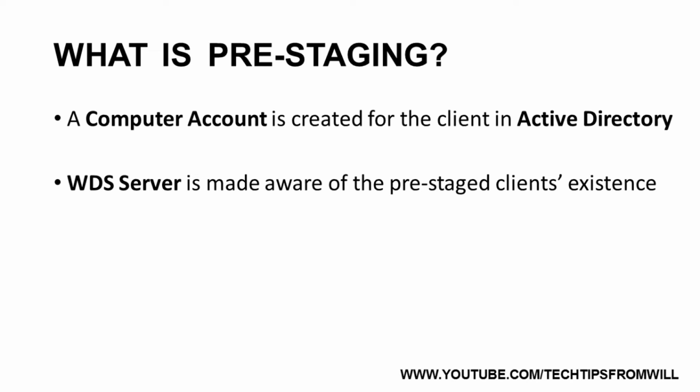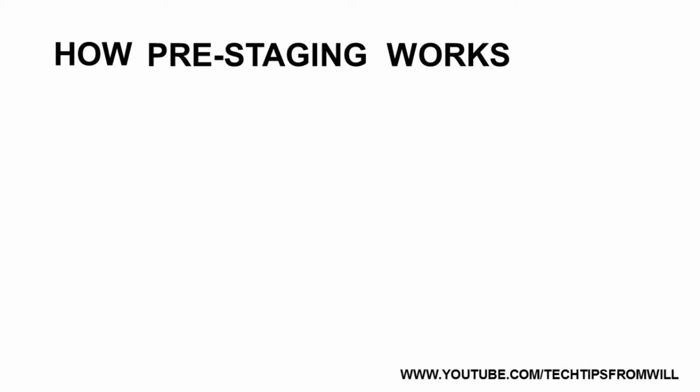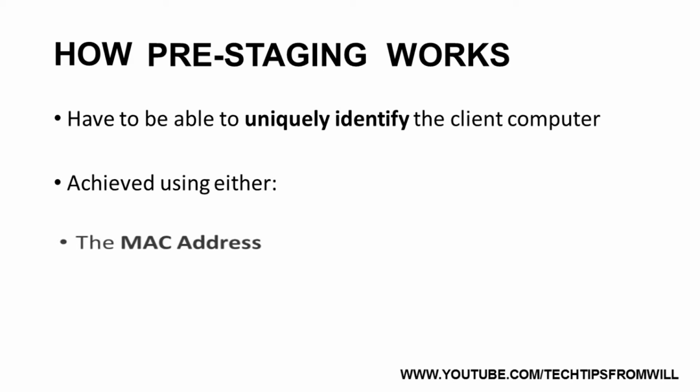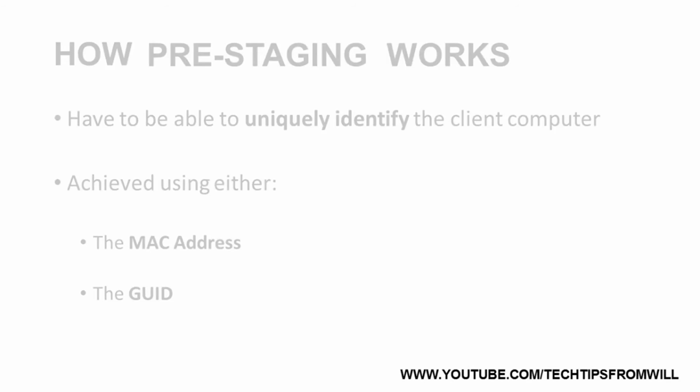By doing this, the WDS server is made aware of the pre-staged computer's existence. When a pre-staged computer connects to the network, it will contact the WDS server and will be allowed to download an image. This begs the question, how exactly do you pre-stage a client computer? In order to pre-stage a client computer, you have to be able to uniquely identify it. This can be done by using either the MAC address of the client computer or the GUID of the client computer. Let me explain what each of these are.